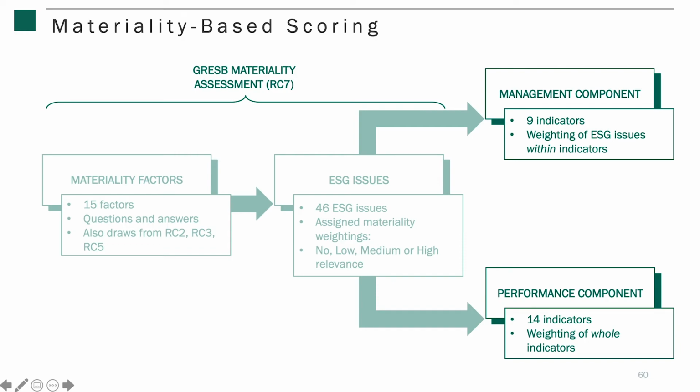Each indicator in the performance component is linked to an ESG issue. Based on the materiality for that issue, entities are scored on an indicator or not. For example, if waste is considered an issue of low relevance for the entity, the indicator waste will not be scored. Of course, an entity may still decide to report data if this information is of interest to its investors.